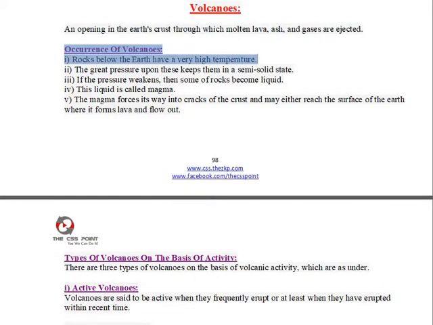Occurrence of volcanoes. 1. Rocks below the Earth have a very high temperature. 2. The great pressure upon these keeps them in a semi-solid state. 3. If the pressure weakens, then some of the rocks become liquid. 4. This liquid is called magma. 5. The magma forces its way into cracks of the crust and may reach the surface of the Earth, where it forms lava and flows out.